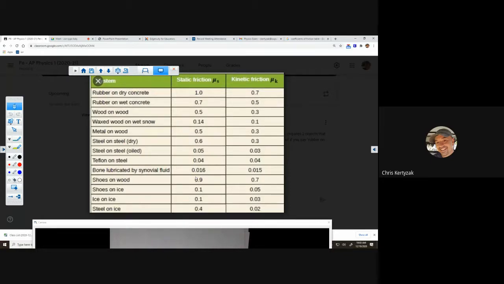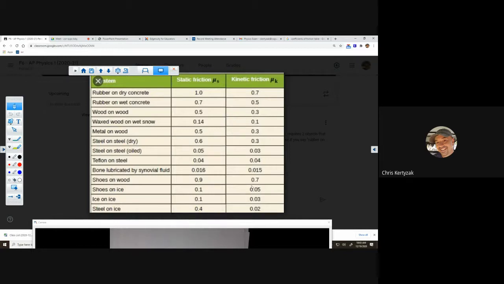Yep, good job, Kyle. Kinetic friction is almost always less than the static friction coefficient. Or I could say it the other way. The coefficient of static friction, the one we've been talking about, is almost always more than the coefficient of kinetic friction for the same two surfaces. One was greater than 0.7. 0.7 was greater than 0.5. 0.5 for 0.3. And you can look through them. It's always true.